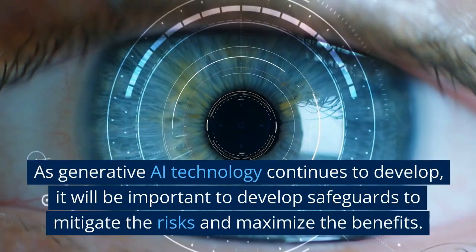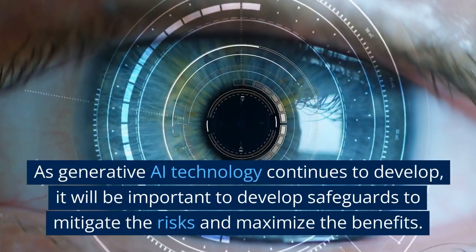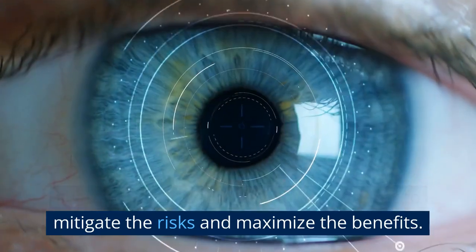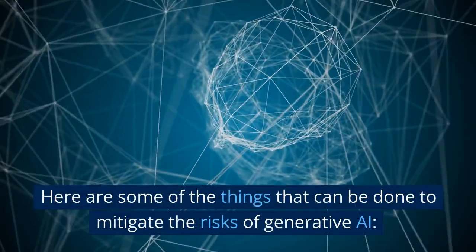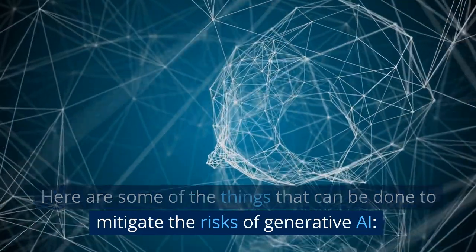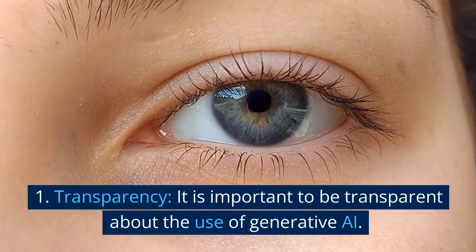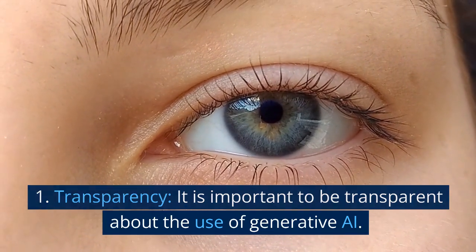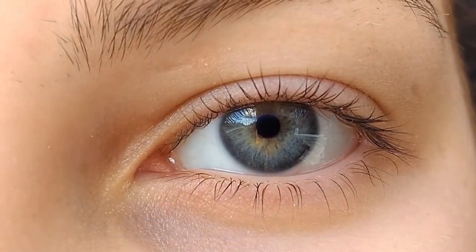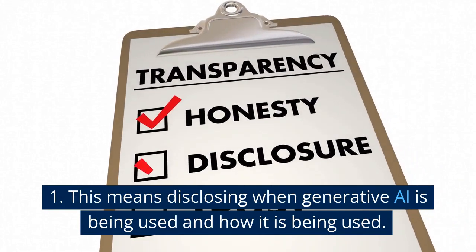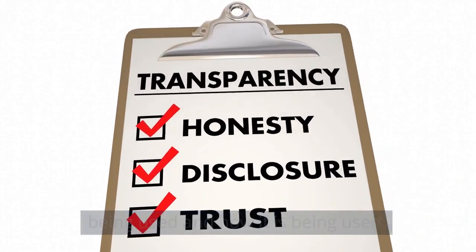As generative AI technology continues to develop, it will be important to develop safeguards to mitigate the risks and maximize the benefits. Here are some of the things that can be done to mitigate the risks of generative AI. 1. Transparency. It is important to be transparent about the use of generative AI. This means disclosing when generative AI is being used and how it is being used.